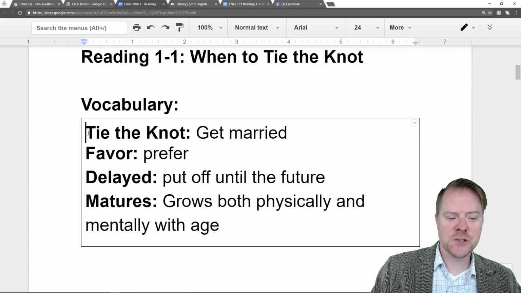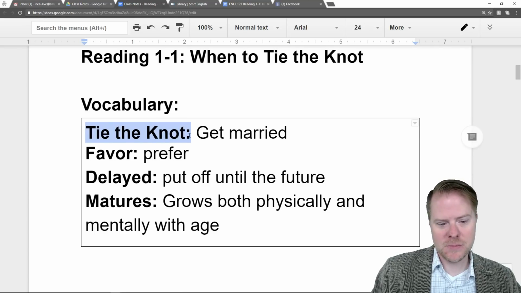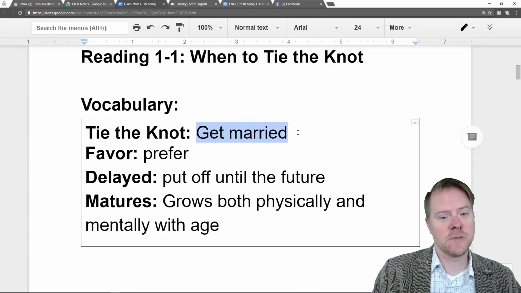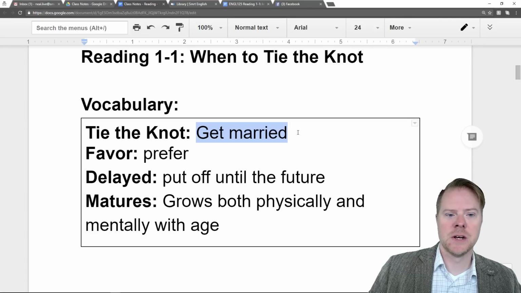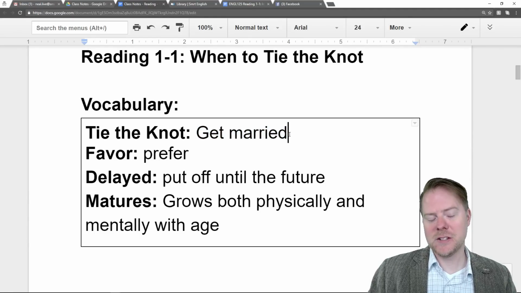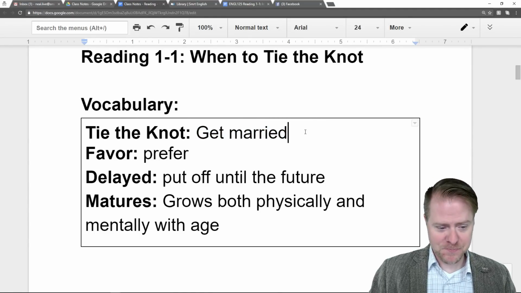So this expression, this idiom, tie the knot, simply means get married. Tie the knot means get married, and it's very common. It's a very common idiom to say. So when somebody says tie the knot, they simply mean get married.